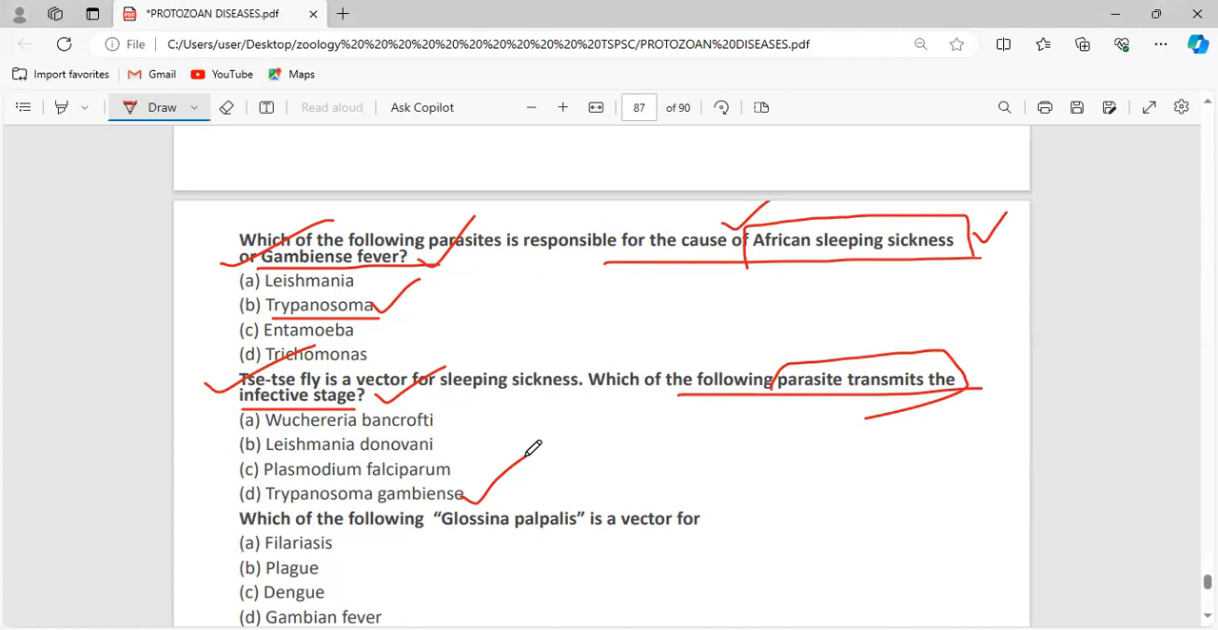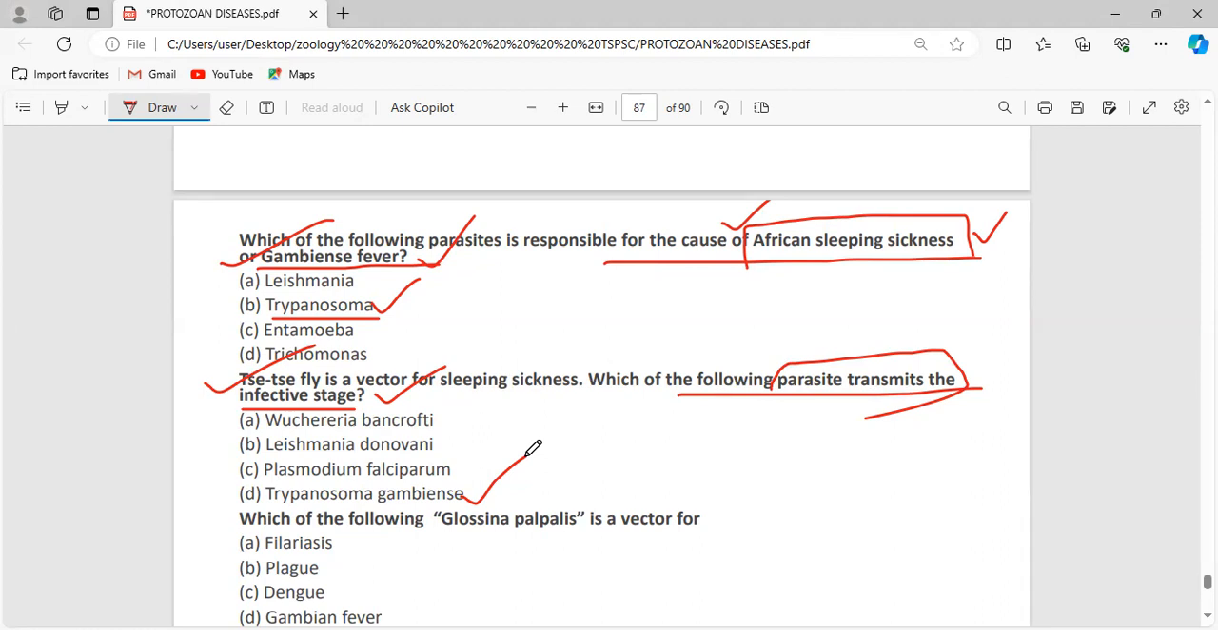Which is the infective stage of the disease? Which form? Metacyclic form. Okay. And that metacyclic form is the one present in the salivary glands. That is the one transferred to the bloodstream of the human, which is an infective stage.